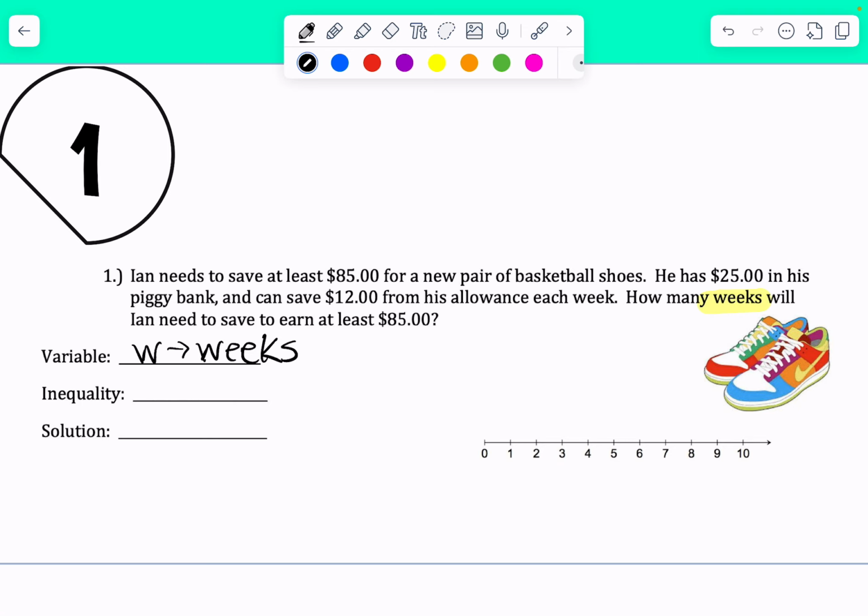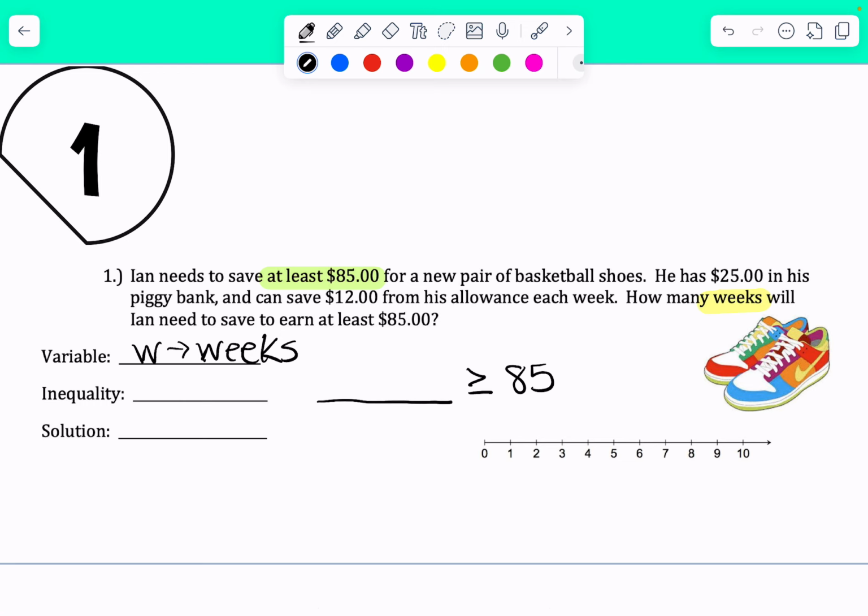Okay. Then when we actually come up with our inequality, there's a couple of things we want to pay attention to. Number one, we're going to look for some keywords to help us write that inequality. So we need at least $85. So when I read that, I know that I have some value has to be at least, or greater than or equal to, $85. So I have this part now.